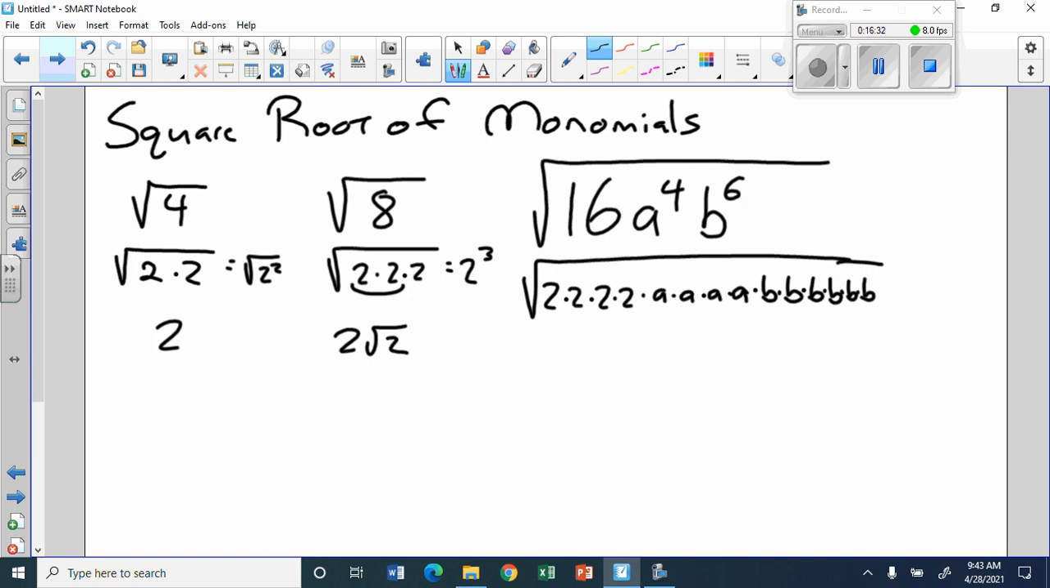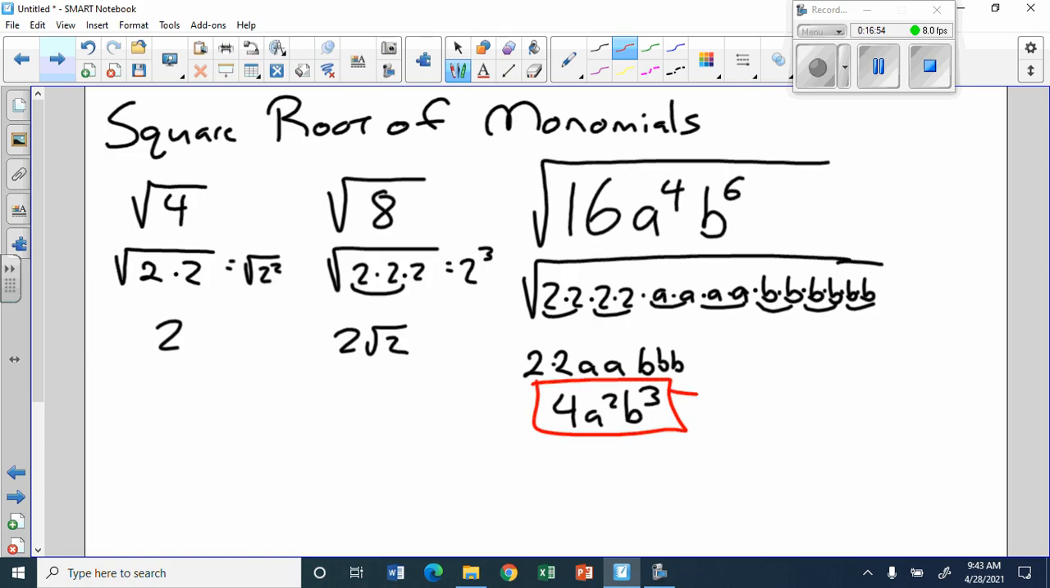Now, if we look at what can come out, a pair and a pair, so that's 2 times 2. Those pairs come out. A pair of a's, so 2 a's come out. A pair of b's, three times, so 3 b's come out. So 4a squared b cubed becomes my answer. What's my relationship between this and this? What can you tell me specifically about the exponents, Elena?